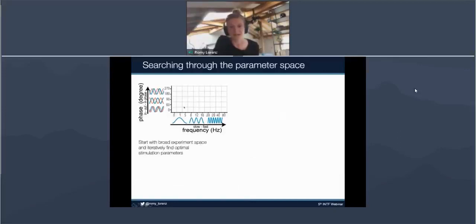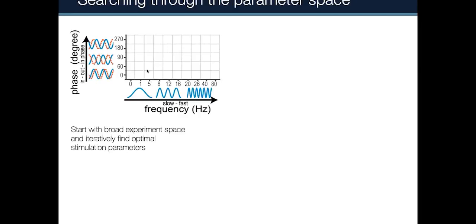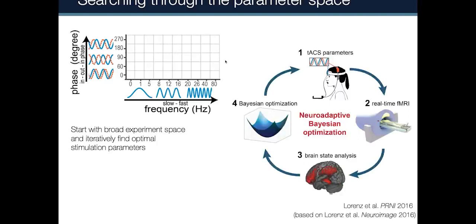So the idea is to not pre-select those parameters before you start an experiment and assume that all patients or all subjects will have the same set of optimal parameters that would work for them. The idea for us was to define this kind of broad experiment space of stimulation parameters and then search through this in real time iteratively. And the aim is basically to find an optimal set of stimulation parameters. And as I said, we're using this approach that I developed over the course of my PhD called neuroadaptive Bayesian optimization. It's a technique I validated not using brain stimulation, but just in a standard experimental setting.